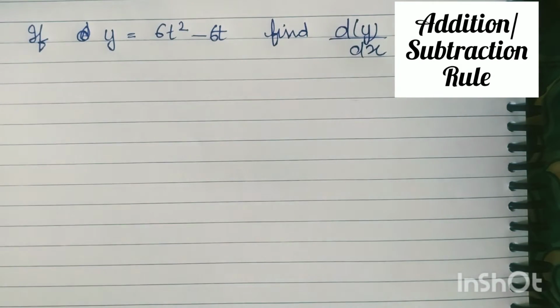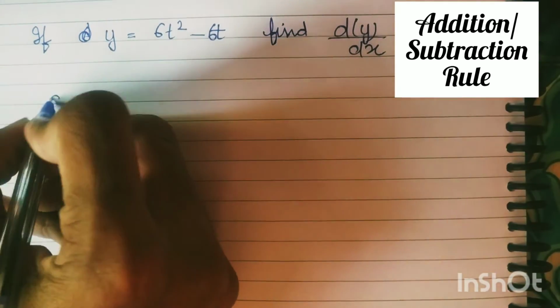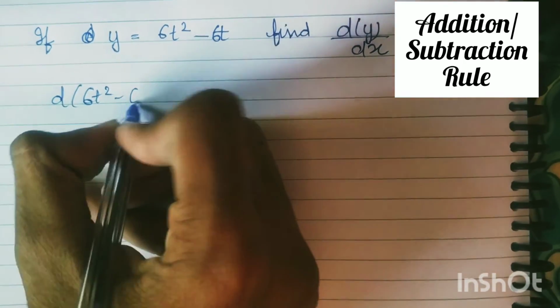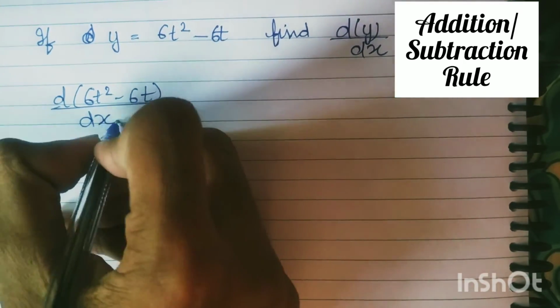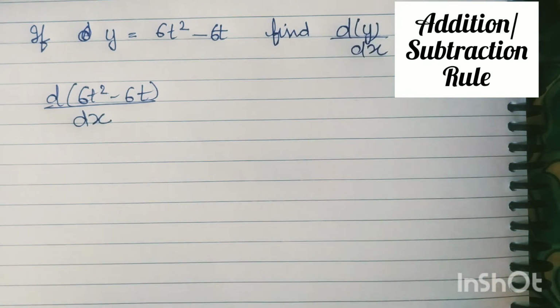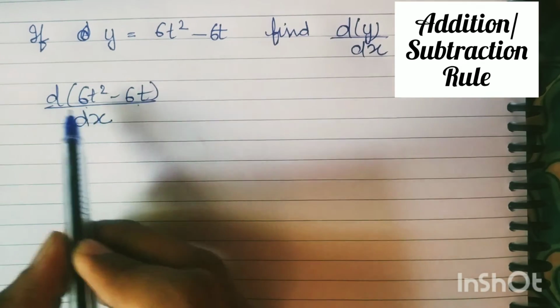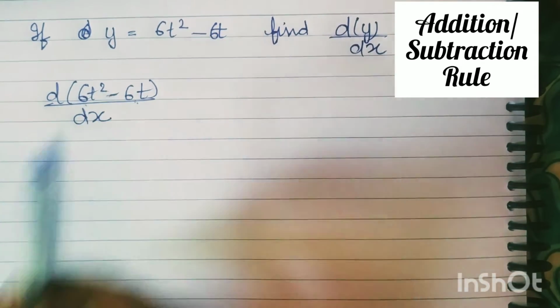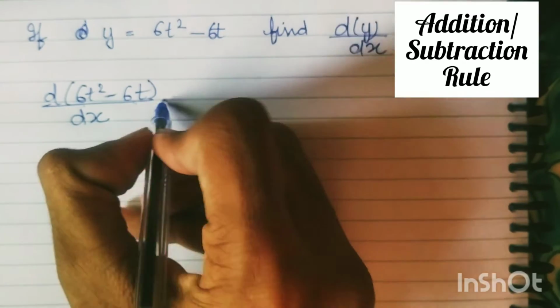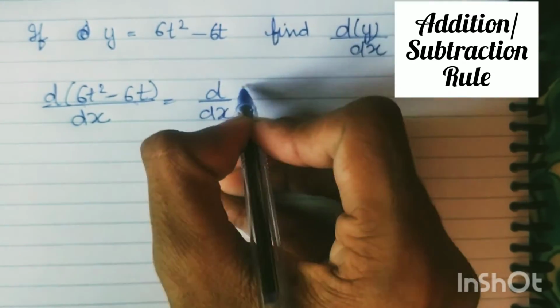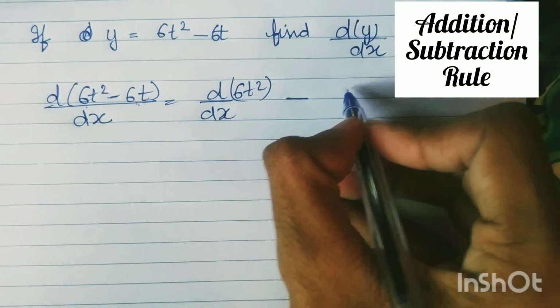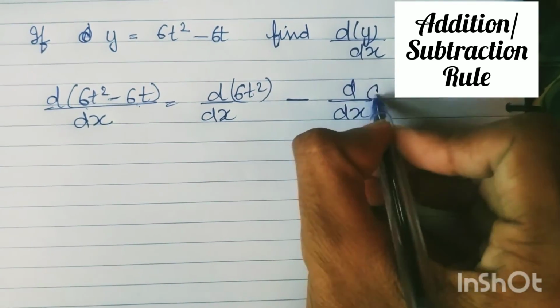Now we have our example as y is given as 6t square minus 6t, and we have to find differentiation of y with respect to x. So our first step should be to replace the value of y. So it will be d(6t square minus 6t)/dx. Now from the addition subtraction rule, you may remember that there are two terms, f(x) and g(x), and there is a negative sign between them. So we will separate them and write d/dx of 6t square minus d/dx of 6t.